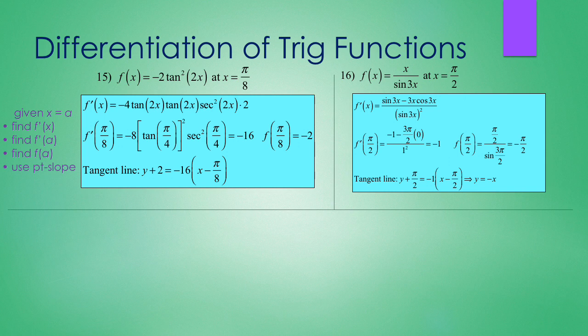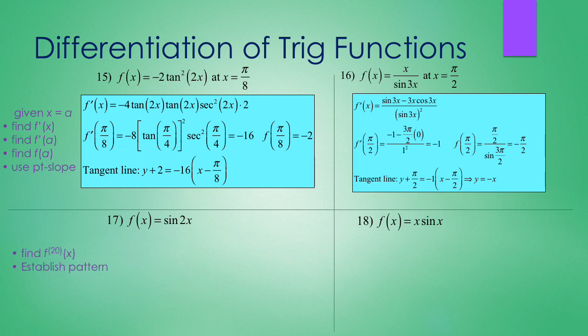We also have to calculate f of pi over 2, which is pi over 2 over sine of 3 pi over 2, which is negative pi over 2. So our tangent line is y plus pi over 2 equals negative 1 times the quantity x minus pi over 2. And that just becomes y is equal to negative x. Again, it is a good thing to verify this on the calculator.